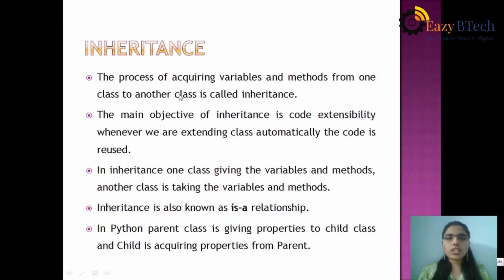What is the main objective of inheritance? The main objective of inheritance is code extensibility. Whenever we are extending a class, automatically the code is reused. Inheritance is also known as an is-a relationship.